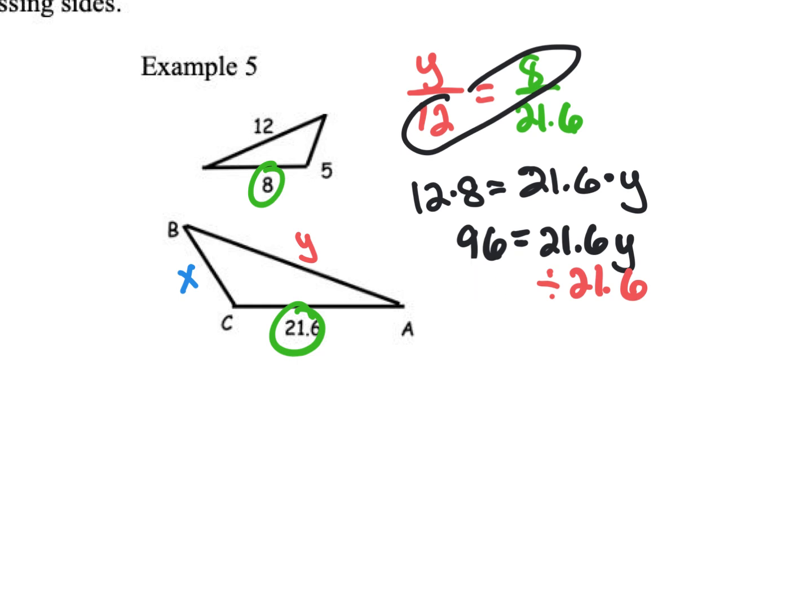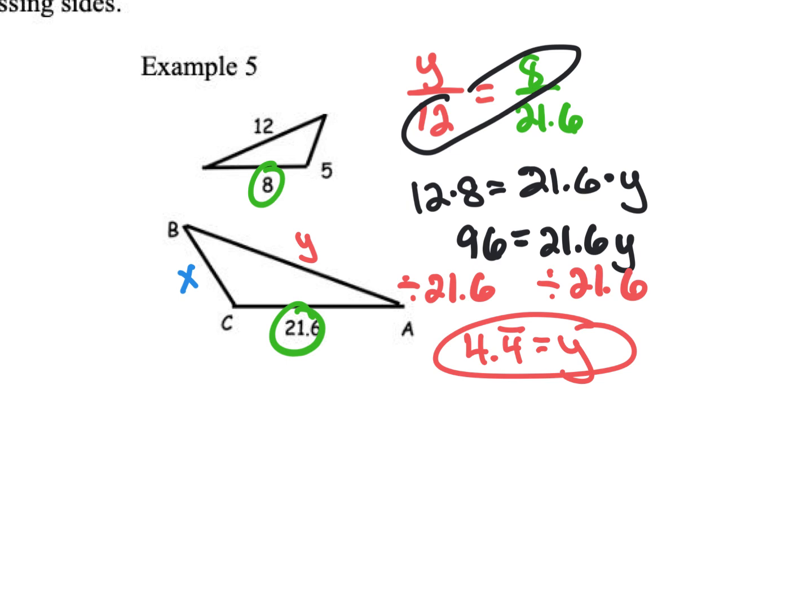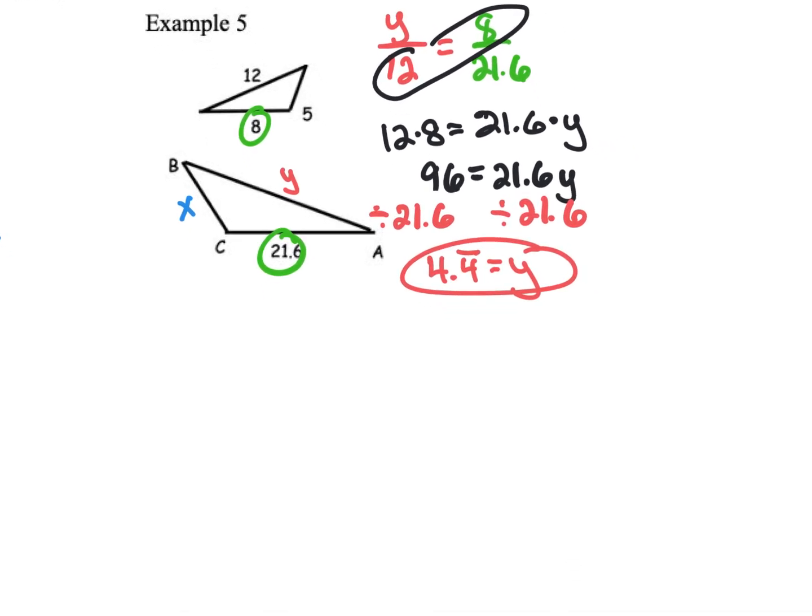Here, let's make that a little bit easier. So we're going to say 96 divided by 21.6. Okay, so this one's a little bit, it's 4.4 repeated. So we're just going to say 4.4 repeated is going to equal y. And that's okay. All right, so let's go ahead and solve for x. So we have x over, which x matches up with 5. So we're going to say x over 5 equals, and then we have 8 over 21.6.